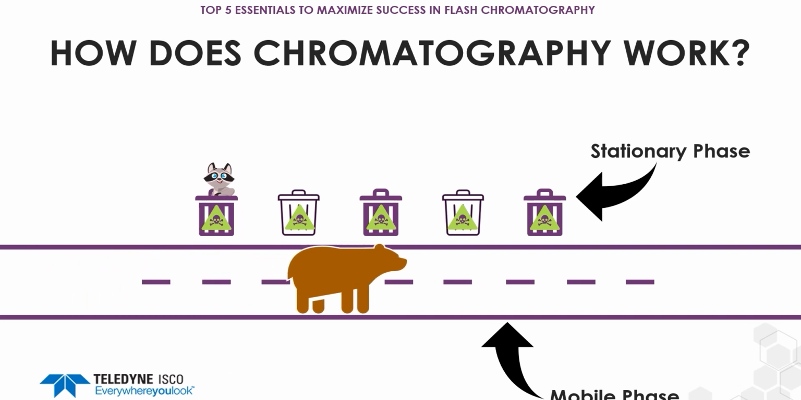So as they make their way down the street, Reddy's going to spend a lot more time interacting with the stationary phase. He's going to spend a lot more time walking down this residential street. So the bear's going to exit the street first, and then Reddy's going to slowly make his way. And this is how chromatography works. Different compounds are going to elute at different times based on their affinity for the stationary phase. So Reddy here has a strong affinity for smelly trash, or that stationary phase.